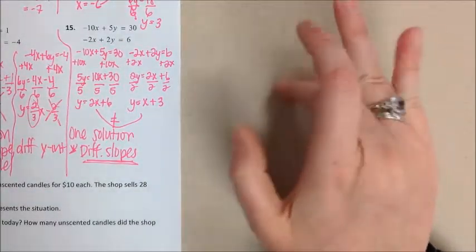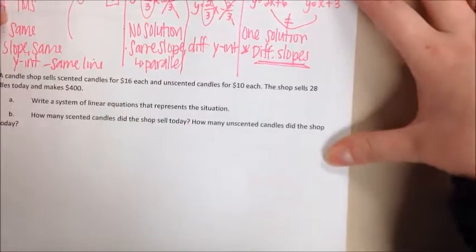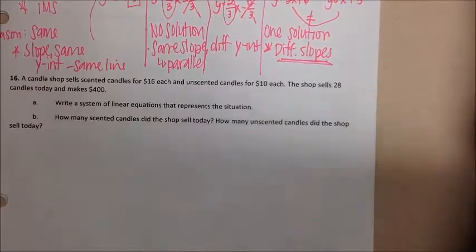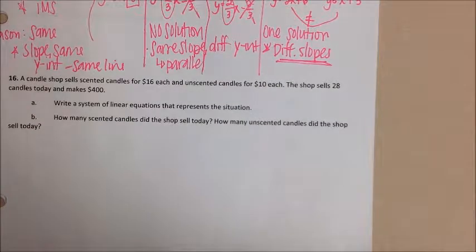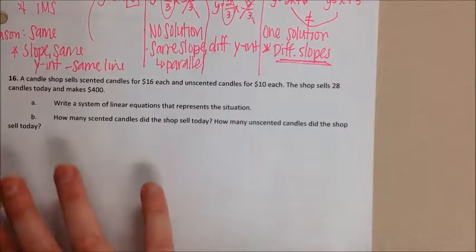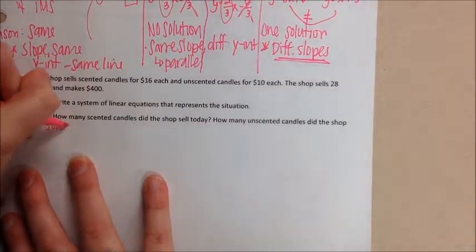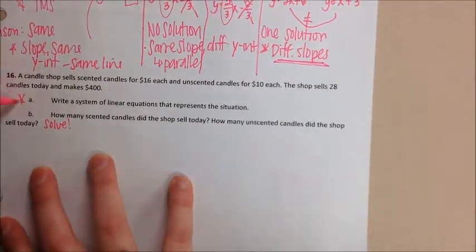Okay? Okay, last question, number 16. This is a word problem one. A candle shop sells scented candles for $16 each and unscented candles for $10 each. The shop sells 28 candles today and makes $400. So you need to write a system of linear equations that represents the situation. And then it wants to know how many scented candles did the shop sell today, how many unscented candles did the shop sell today. So this is where we're going to solve. Okay, but first we have to write a system.